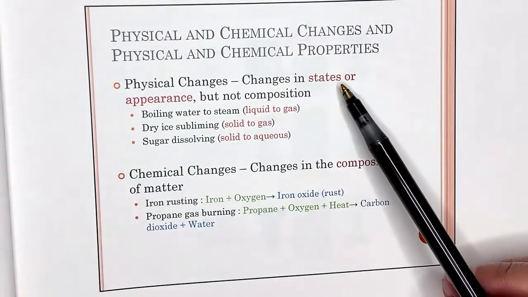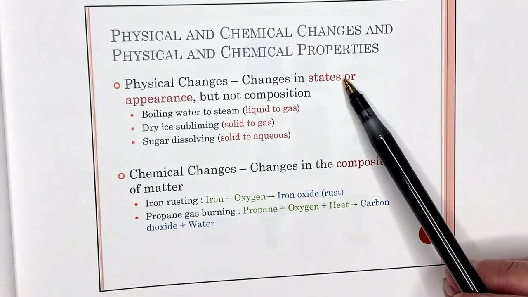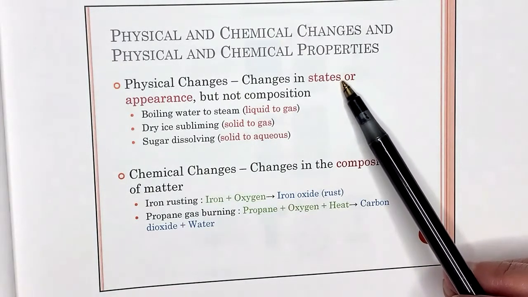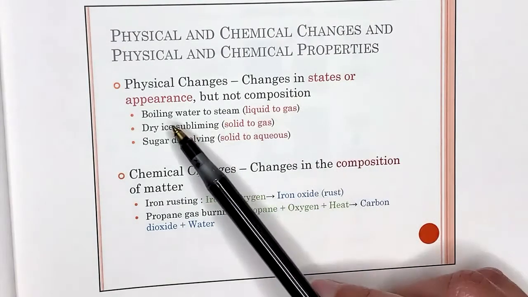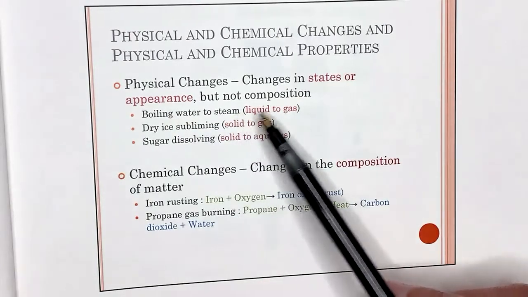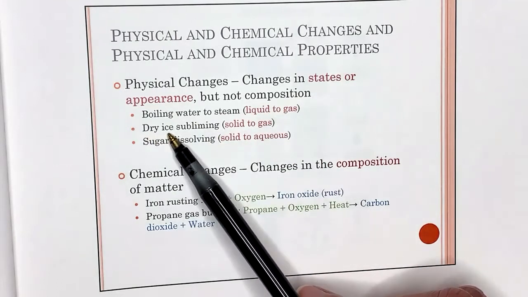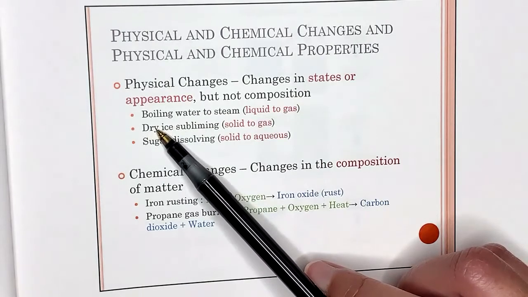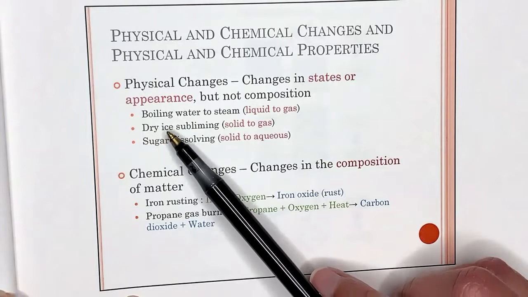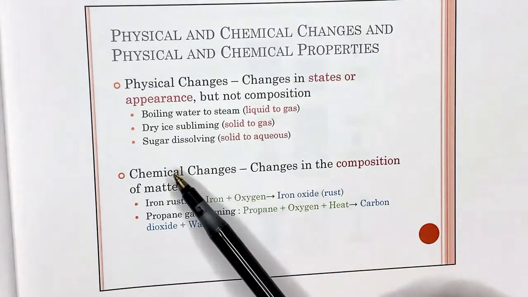So a physical change is when you change the states from solid, liquid to gas, okay? So the way it looks will change, but not the chemical composition. Okay, so if you boil water to turn it to steam, you're turning it from liquid to gas phase. That's a physical change. Dry ice subliming is turning from dry carbon dioxide, dry CO2, which is a solid, and then it will sublime into gas, which is just carbon dioxide gas.